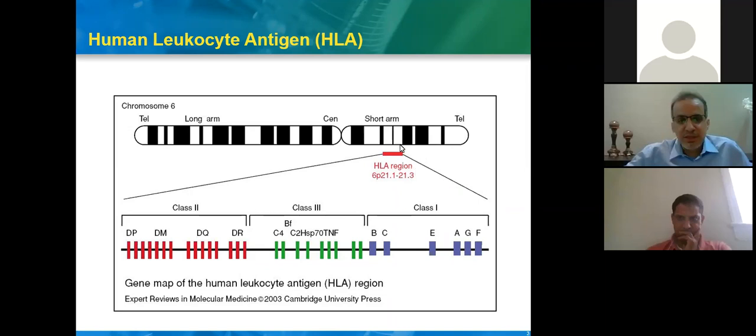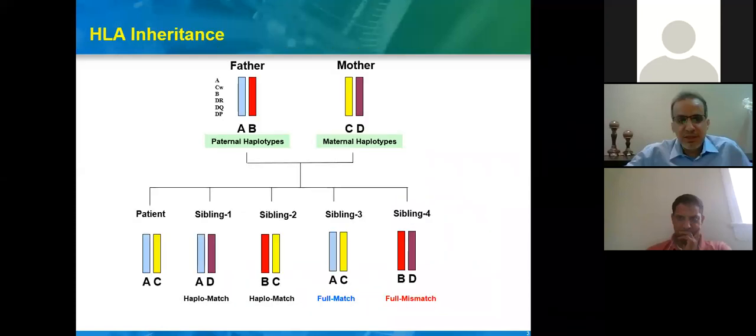So when we talk now about inheritance, being in a small area, they travel together. If we imagine a family where the father has two chromosome 6, we will refer to them as A and B, and the mother C and D. Each of the siblings will get one full chromosome. We don't refer to it as a chromosome; in the HLA laboratory, we refer to it as a haplotype.